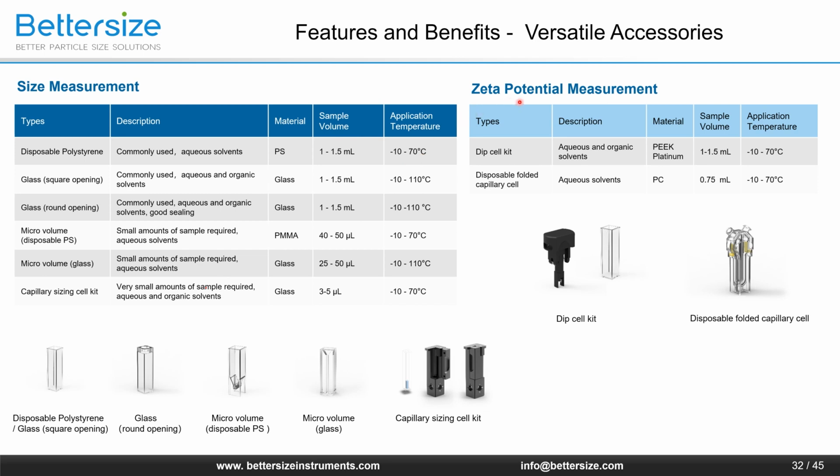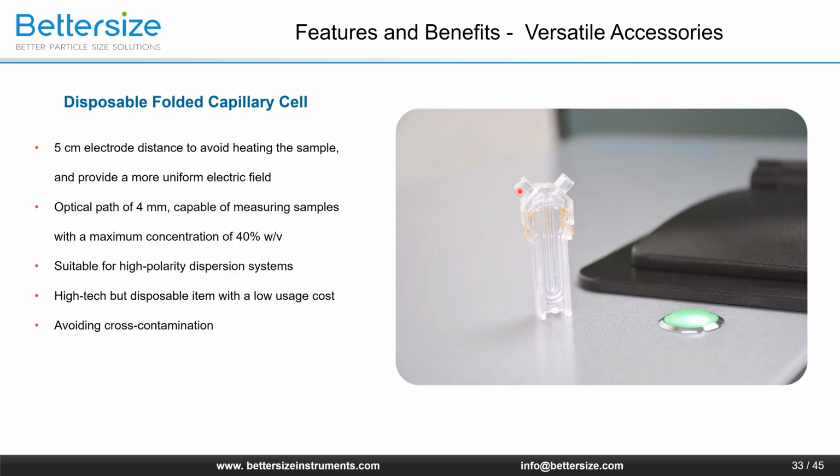For zeta potential measurement, the dip cell for organic solvents and folded capillary cell for aqueous solvents are available. The folded capillary cell provides excellent repeatability of zeta potential measurements. With the help of it, the instrument can provide a more uniform electric field and thereby more accurate results. It is only 4 millimeters thick and able to measure high concentration samples up to 40% weight per volume. It is disposable with low cost, therefore sample cross-contamination could be avoided.